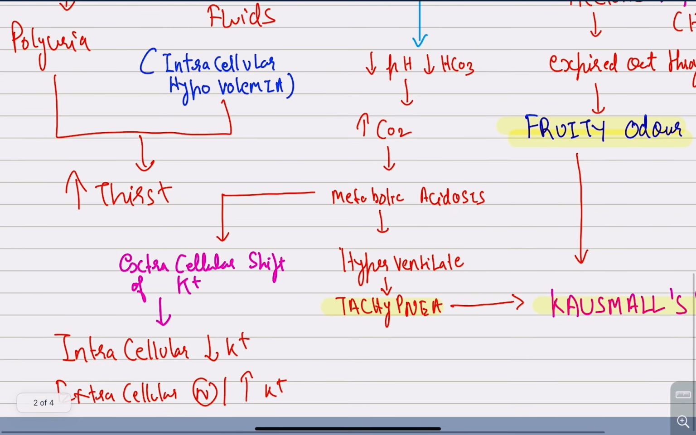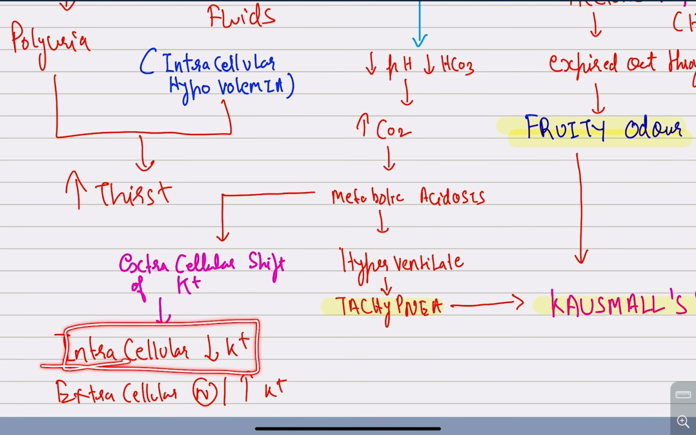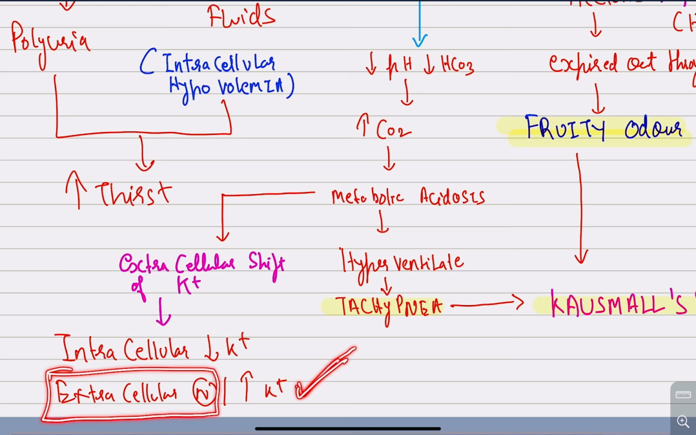Now, in metabolic acidosis, hydrogen ions are high, protons are high. That will also cause an extracellular shift of potassium. That's why there will be a characteristic intracellular potassium depletion, hypokalemia, but extracellularly potassium can be normal or falsely elevated, but the patient is in potassium deficit.